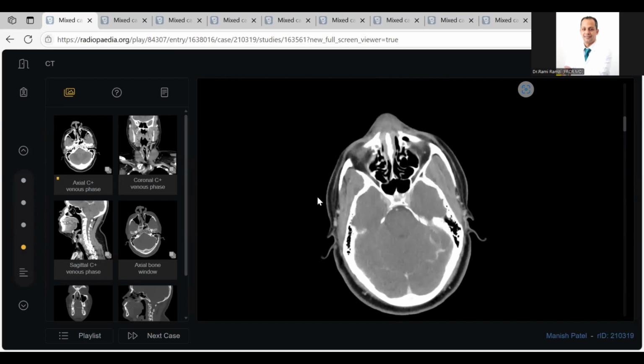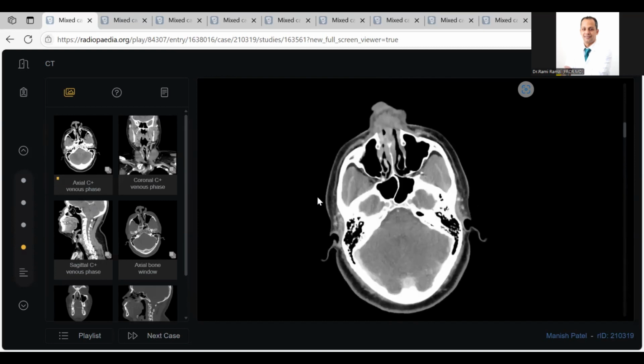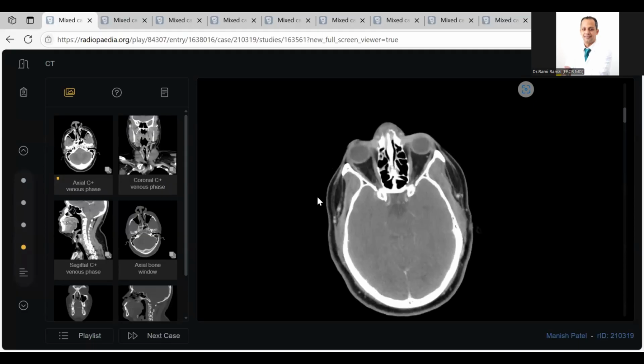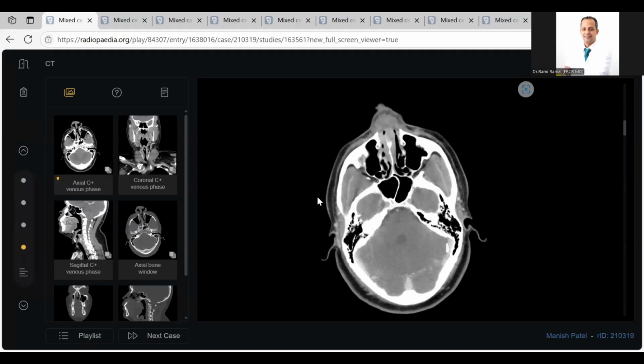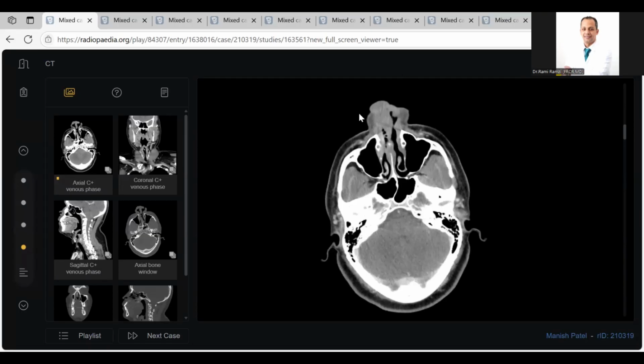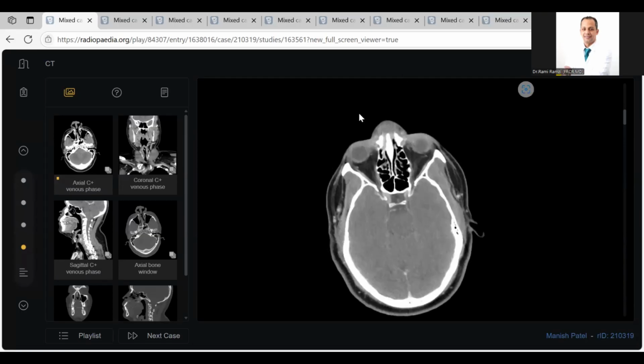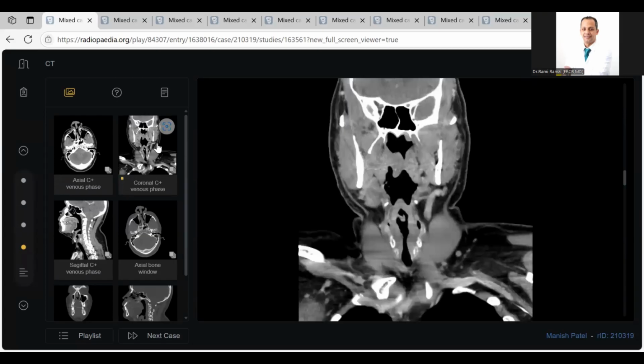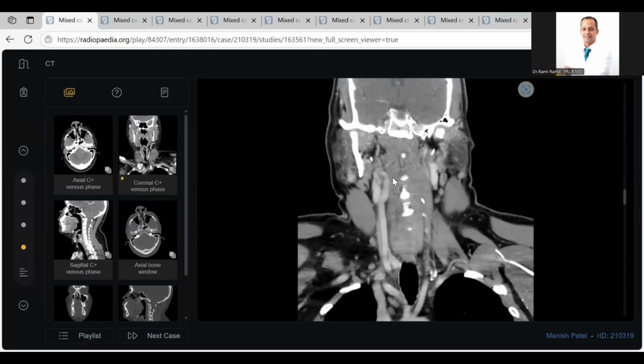And some thickening is also identified along the medial canthus. This is the medial canthus of the eye, and this is the nose proper, asymmetrical, with soft tissue and cartilaginous erosions and restriction as well.